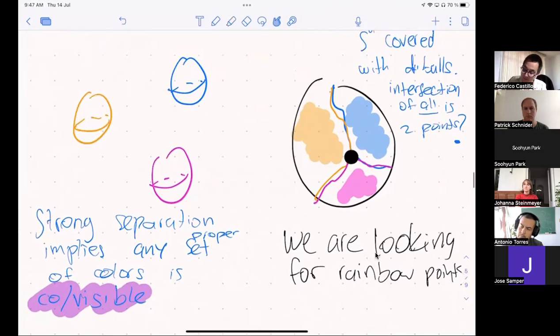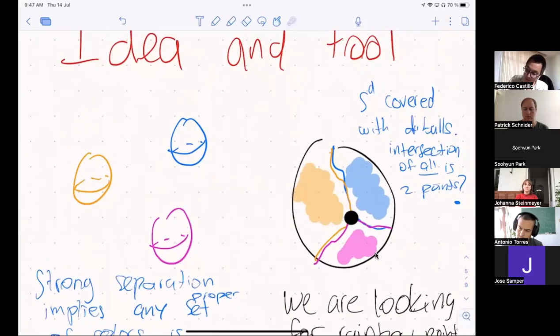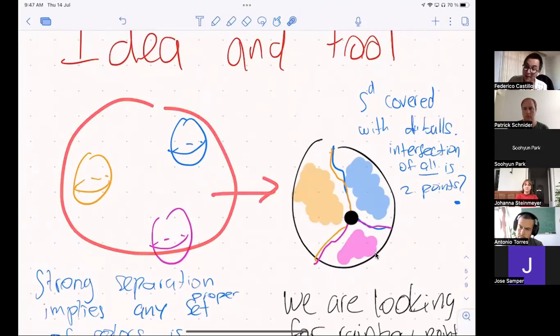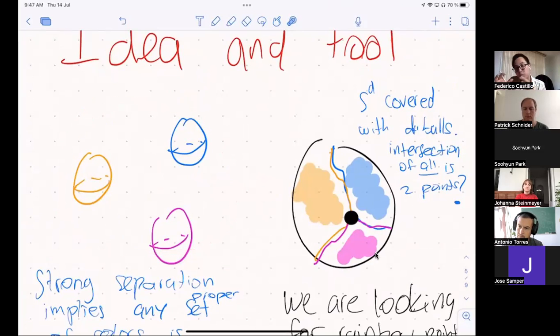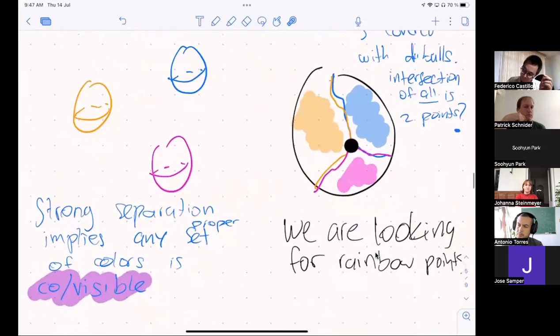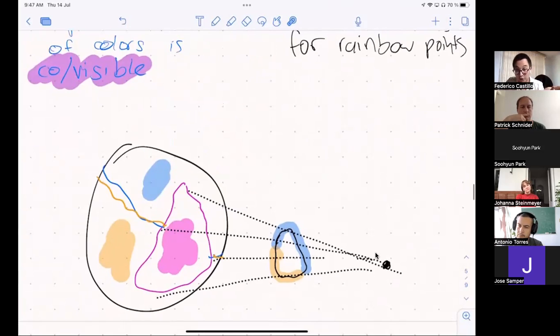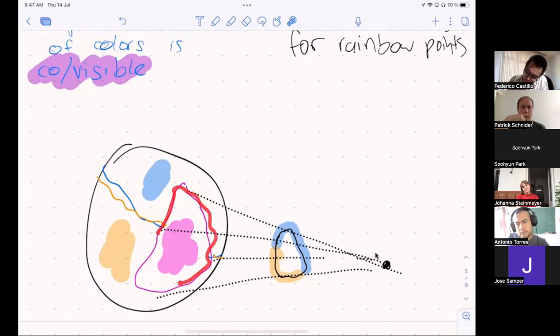Okay, so the idea is we take this problem and we dualize it. Now we have a convex body covered with certain regions, these regions are visible or co-visible, and we are looking for rainbow points. Okay, so now we do induction. This is the idea of the proof. In dimension 3, for example, I try to make this cartoon here. We have 3 colors corresponding to our original 3 convex bodies.